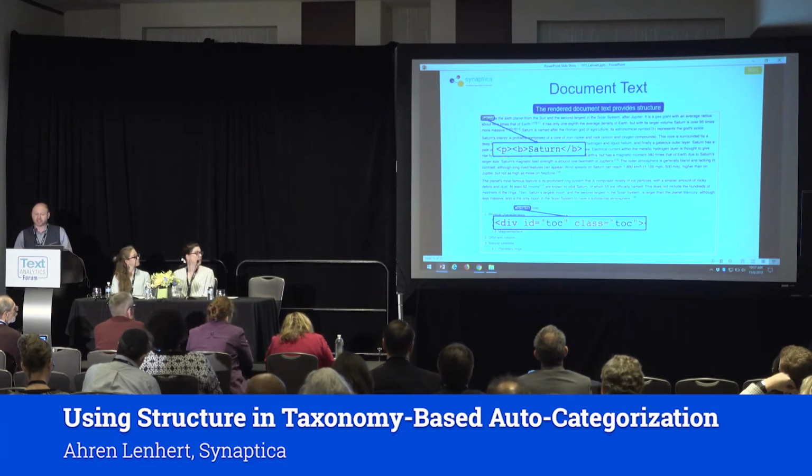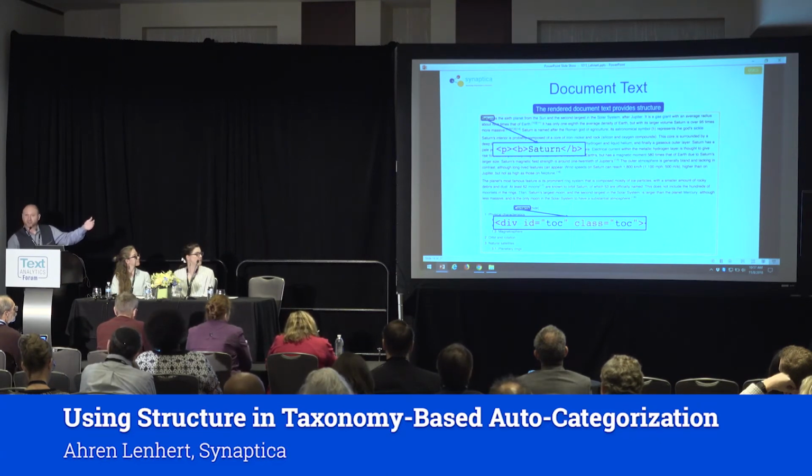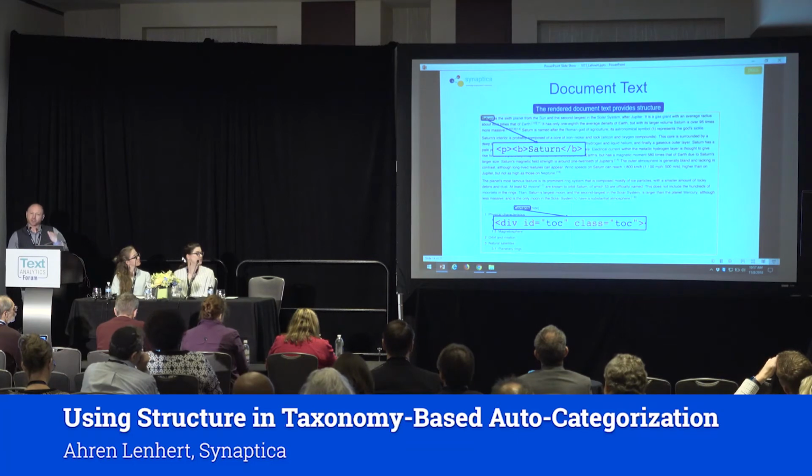So we have the document text itself. Here we are with the same article. This is what it looks like to us on the screen. We can leverage that as well, and we can say, okay, well, there's that term Saturn. It's in bold. There's that term contents. I can look at this and say, okay, I'm starting to see the structural elements.